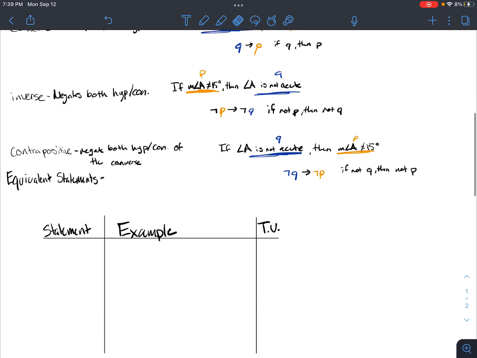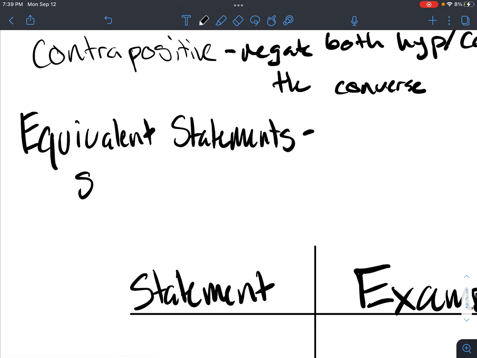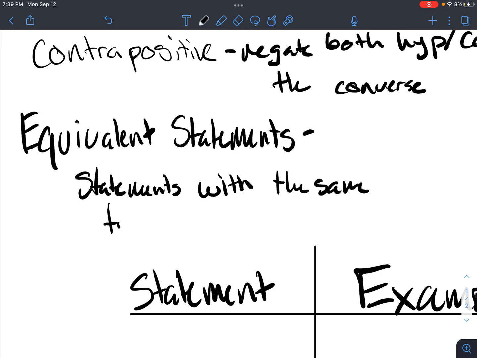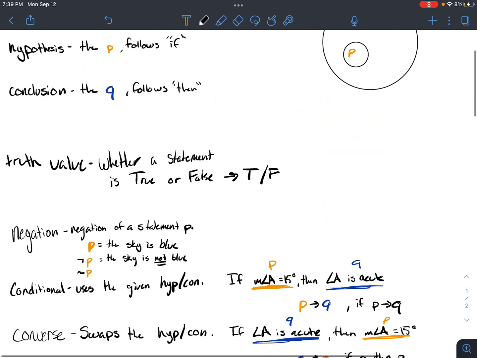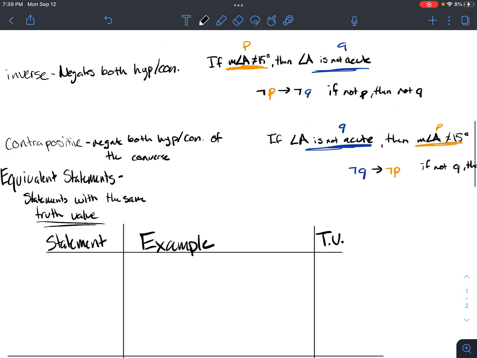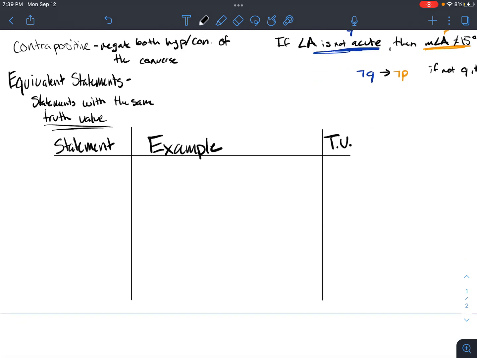Now, anyway, let's finish up. So equivalent statements are statements with the same truth value. That is it. And that is using our truth value up here saying whether a statement is true or false. So two statements are equivalent if they are true. And two statements are equivalent if they're false.